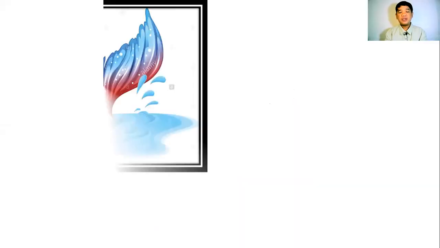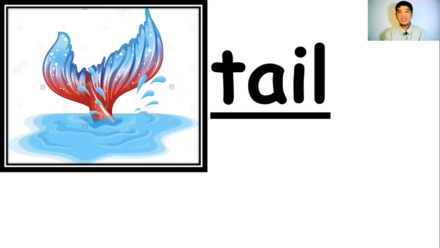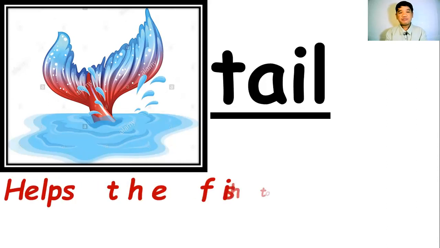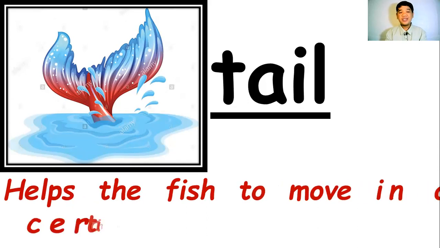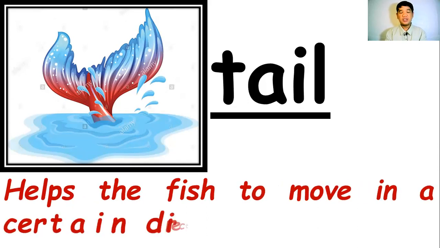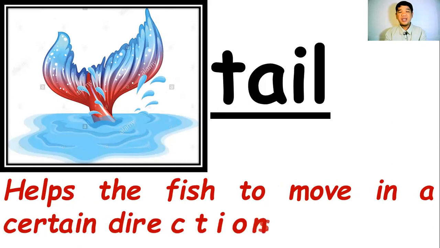And then this is what we call the tail. Okay, the tail helps the fish to swim and to move in a certain direction. The main function of the tail of the fish is to help the fish to move in a certain direction. Tail.